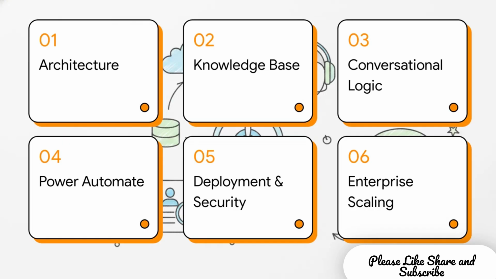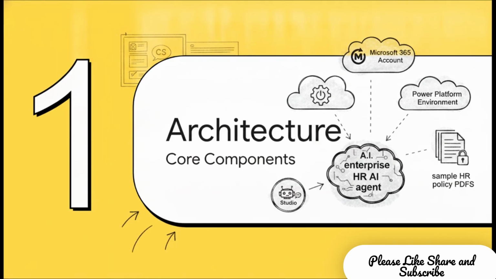So here's our blueprint for this explainer. We'll be hitting architecture and components, building the knowledge base, designing conversational logic, Power Automate and actions, deployment and security, and finally, enterprise scaling. All right, jumping into part one, architecture and components.